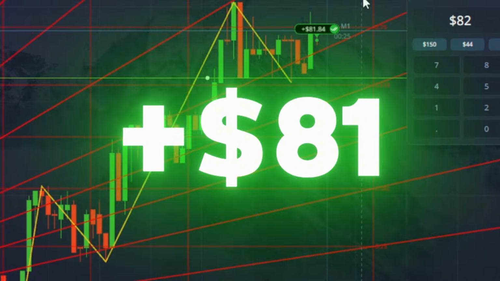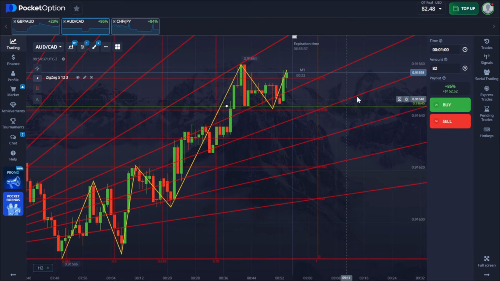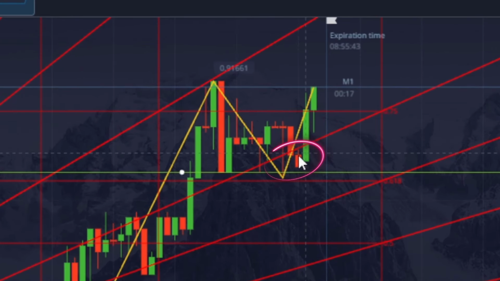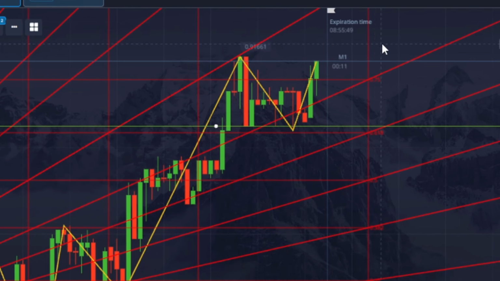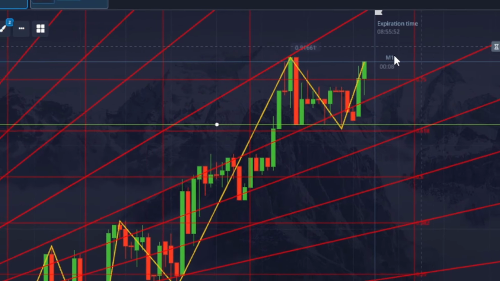$81 of profit. That's so good. That's very, very good, guys. Okay, so let's try to do the next one. Look, let's wait and see how the position goes. We can take this one.